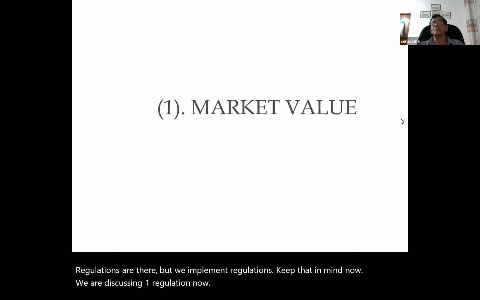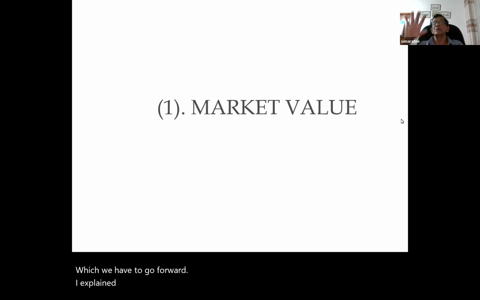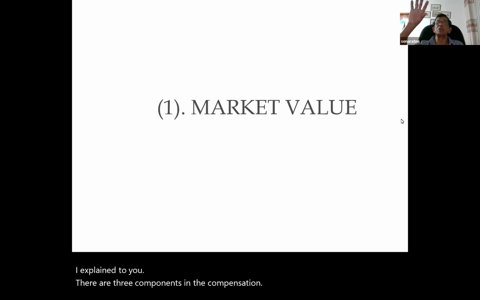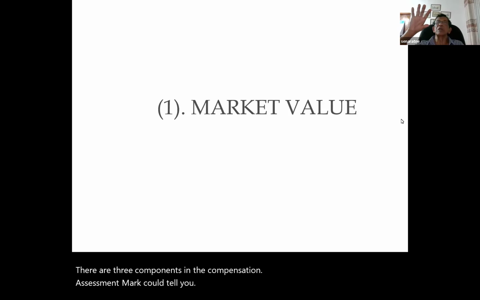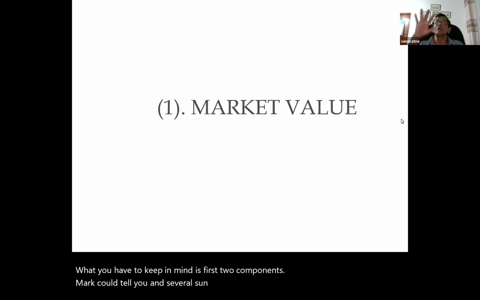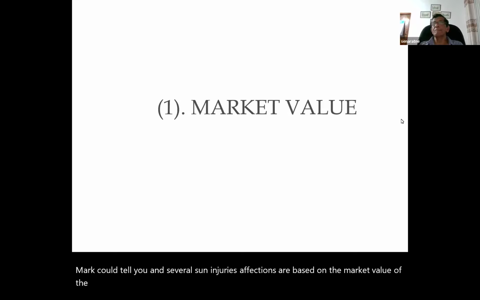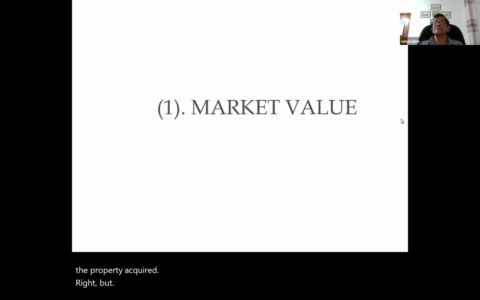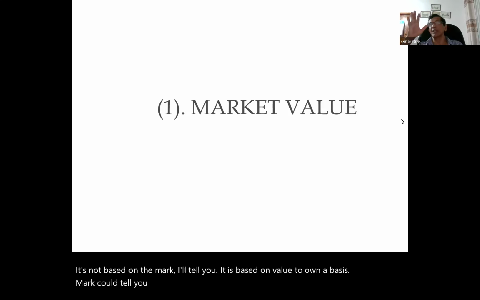This is the slide from which we have to go forward. I explained to you there are three components in the compensation assessment: market value, severance and injurious affection, plus disturbance. What you have to keep in mind is that the first two components, market value and severance and injurious affection, are based on the market value of the property acquired. But the disturbance part is not based on the market value. It is based on value to owner basis. Market value, then value to owner. Keep that in mind.